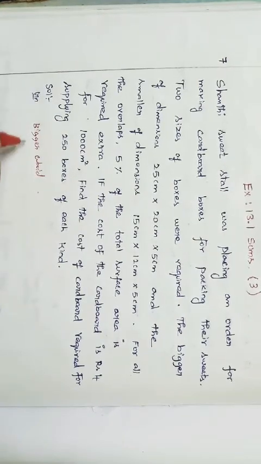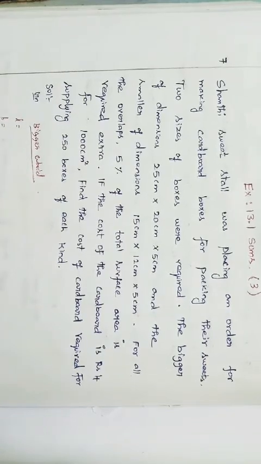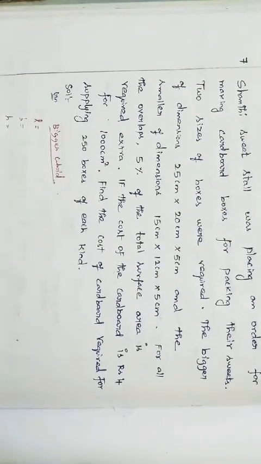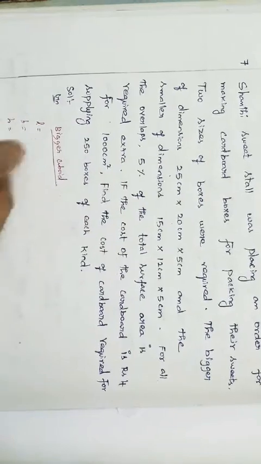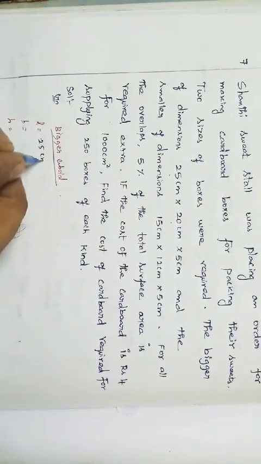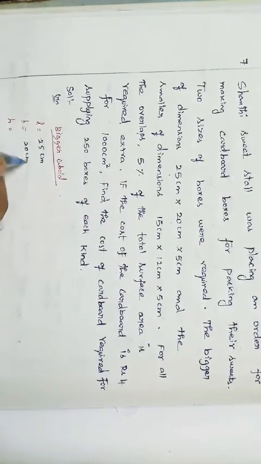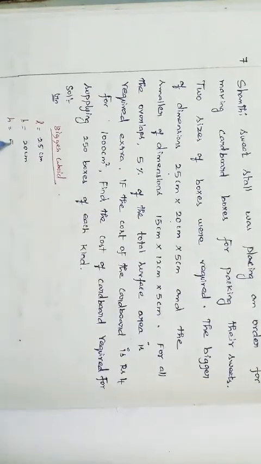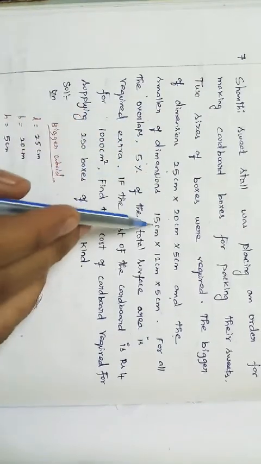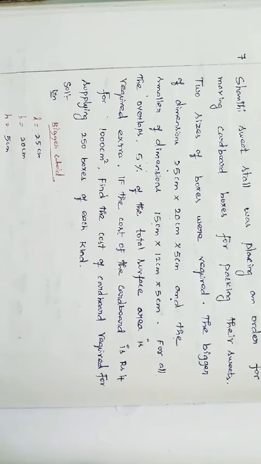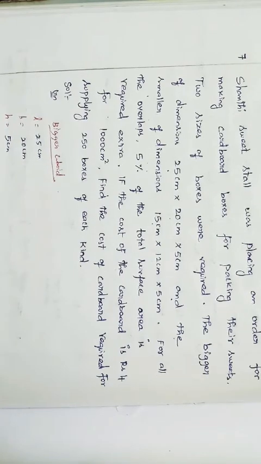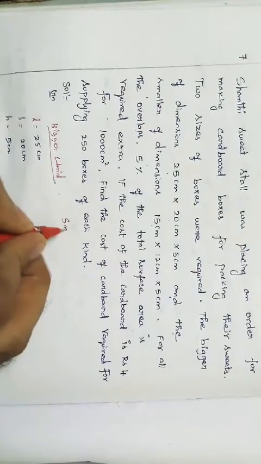So we are having length, breadth, height. So what is L here? L, length, is nothing but 25 centimeter, breadth 20 centimeter, height is nothing but 5 centimeter, right? So L is equal to 25 centimeter, breadth is 20 centimeter and height is 5 centimeter, right? And the smaller of dimensions 15 centimeter into 12 centimeter into 5 centimeter. So we are having two kinds of boxes. One is the bigger cuboid box, another one is the smaller cuboid box, right?